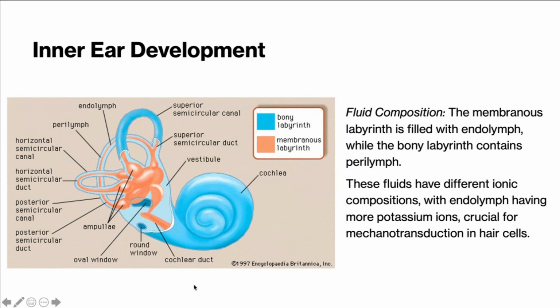These fluids have different ionic compositions, as in the endolymph has more potassium ions, which is important for mechanotransduction.